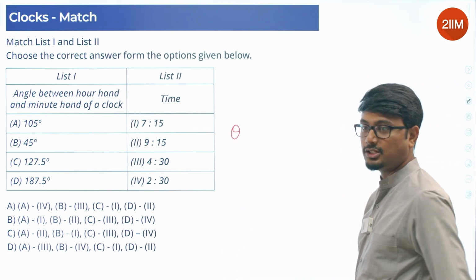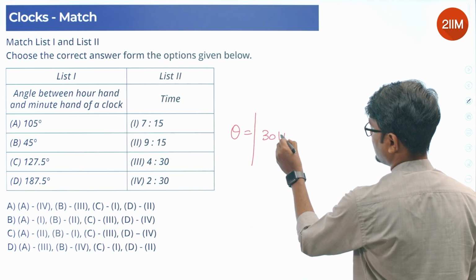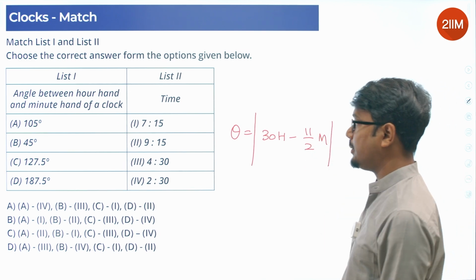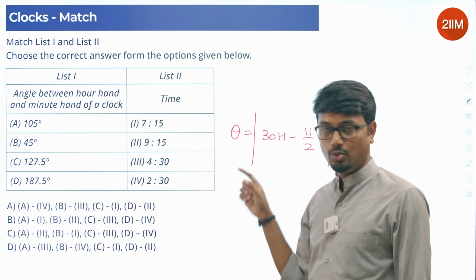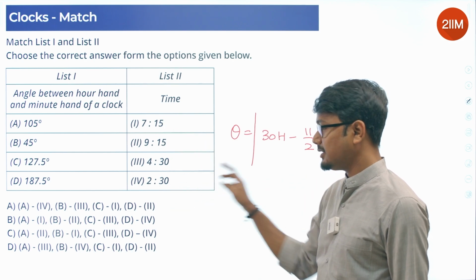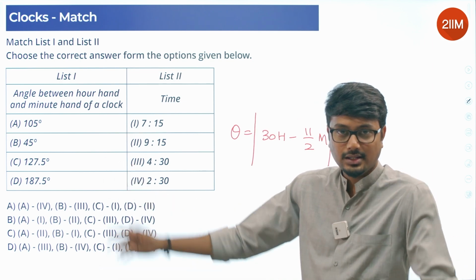Theta, the angle between the hands of a clock, theta is the modulus of 30 H minus 11 by 2 M. So whatever the value is there in hours, 7, 9, 4, 2, you just apply it in H, and minutes, 15, 15, 30, 30, you just apply there, you will get the value, you find the difference, find the modulus, you get the answer eventually.